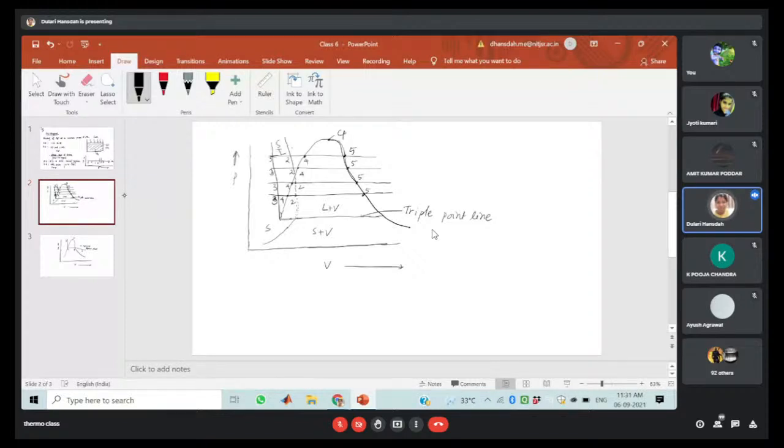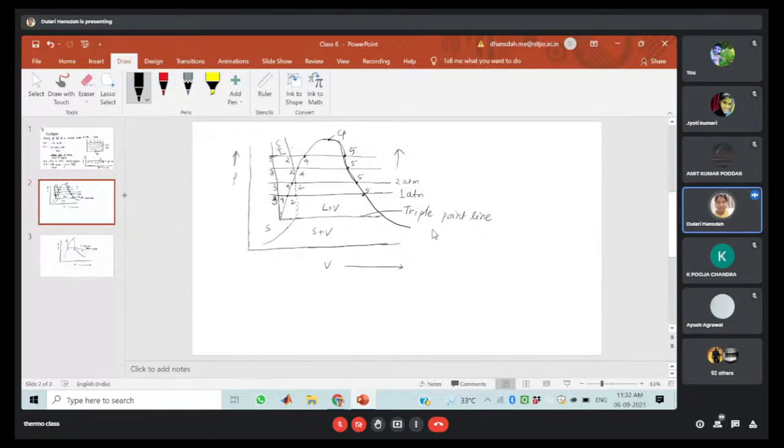Recall the TV plot, where we were joining all the states. Here also it is the same. Suppose it is at 1 atmospheric pressure. Above that one, this is 2 atmospheric pressure, and so on as your pressure is increasing.